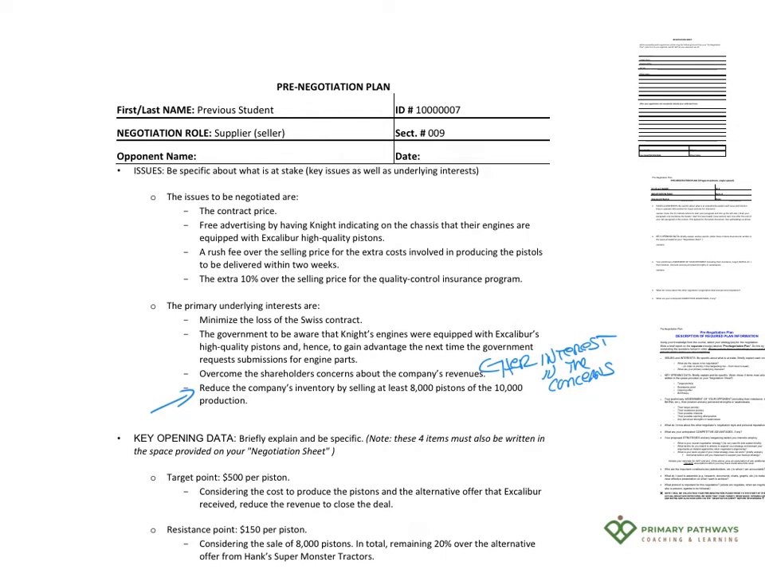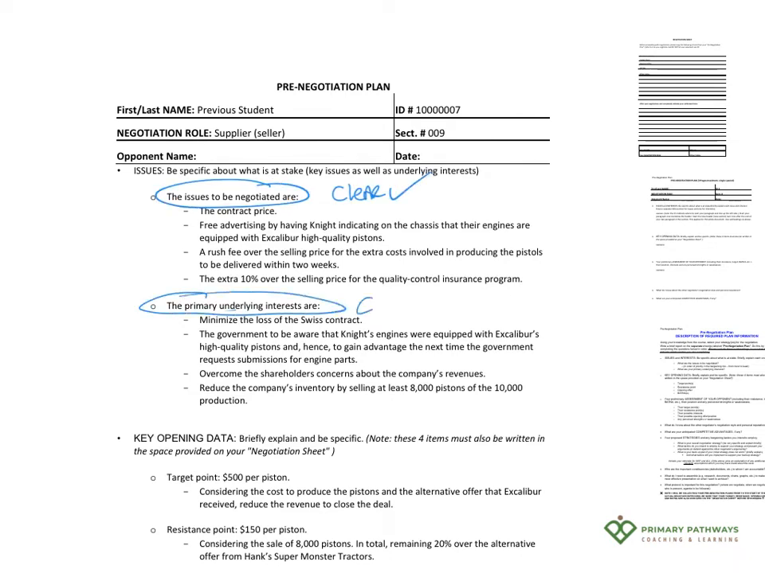And lastly, reducing the company's inventory by selling at least 8,000 and so on. This is essentially one of the interests of her job. Again, reducing the company's inventory is an interest that she has, and it will show up later in the content of her plan. Looking back on these two sections, we see she did a great job. Issues were clear, underlying interests were clear. This is what we're looking for. Let's go back to the guide now and have a look at the next section.